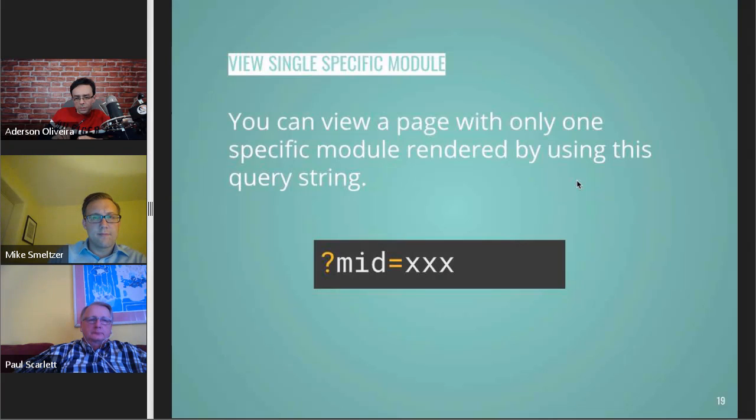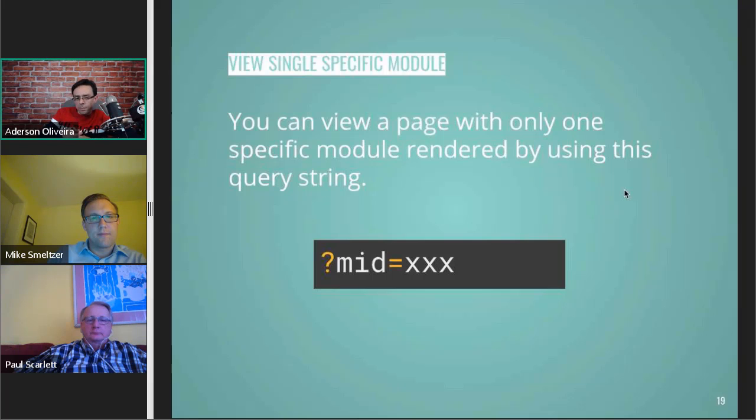Let me see if I didn't do a screenshot. So if you want to know what a module ID is, you can simply inspect it with developer tools, Chrome, Firefox, whatever, and find the outermost element that contains that module, and it'll have an ID.